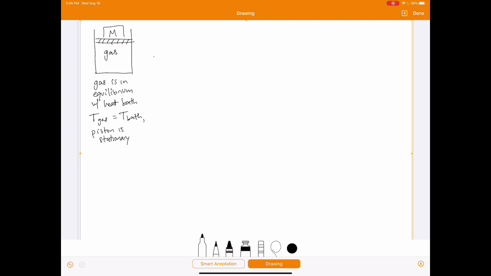But what we're going to do next is take a little bit of mass off of the piston. We're going to remove mass, and let's call it delta M. How about we remove mass delta M. And so what happens next? Well, the mass on top of the piston is now going to be M minus delta M, because we've decreased the mass by that much. And so, because we've reduced the pressure, the piston is going to move up a little bit.